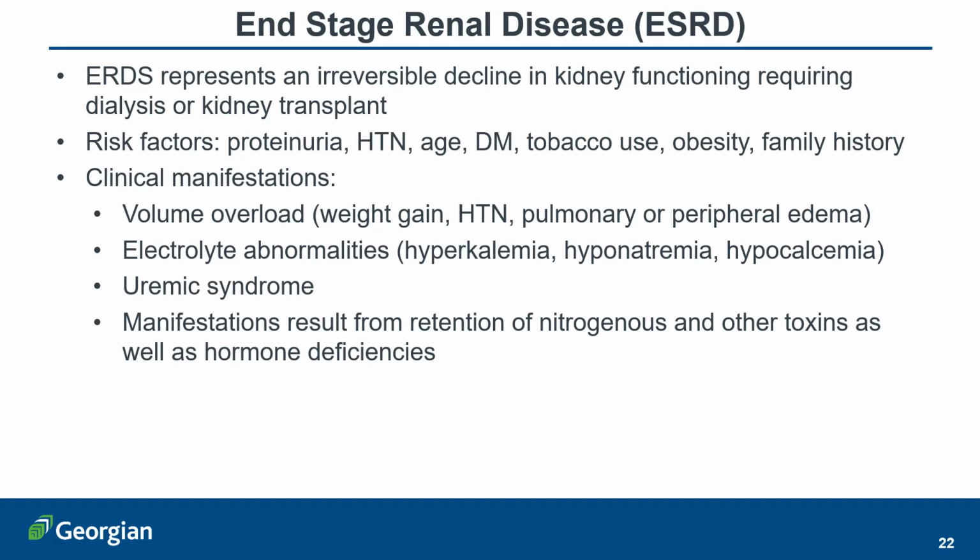As you age, the GFR declines, so age is a risk factor, but it's non-modifiable. Hypertension and diabetes mellitus are modifiable risk factors. Tobacco use is modifiable. Obesity as well. Family history is a non-modifiable risk factor.